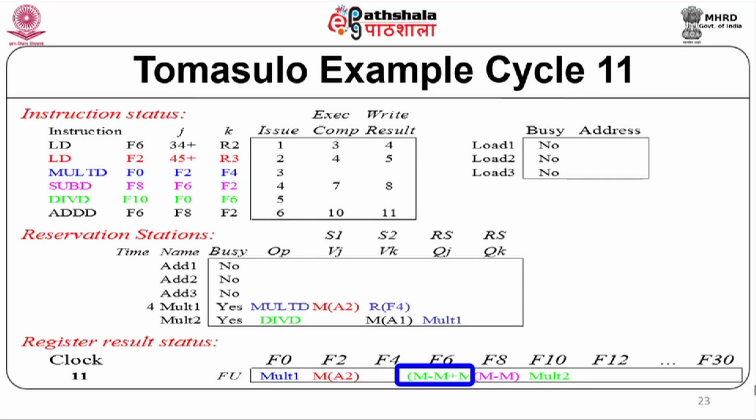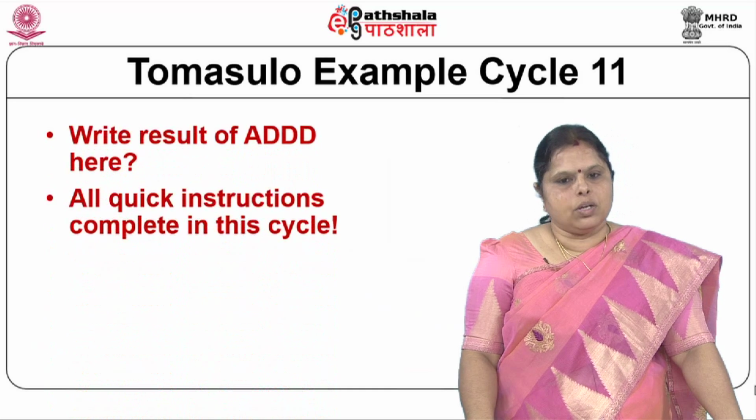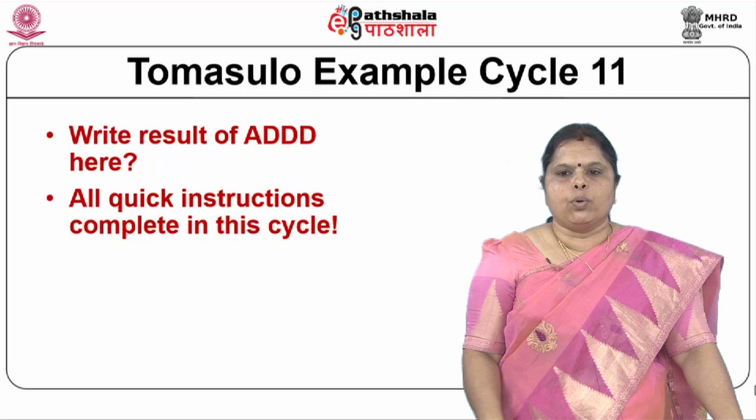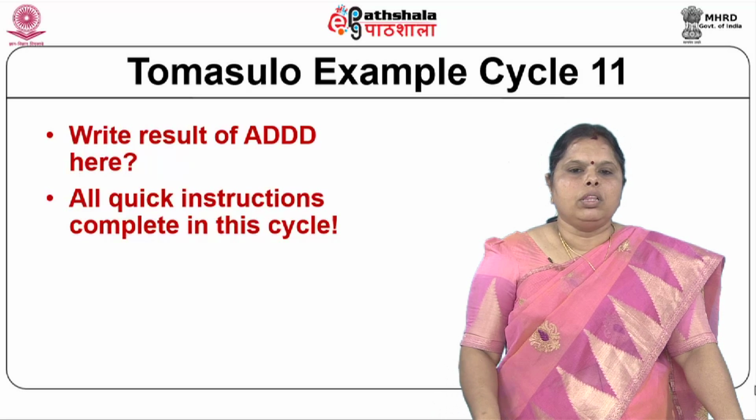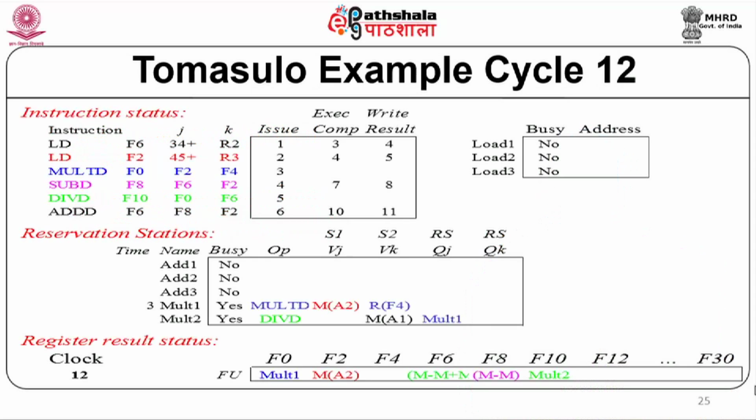The instructions that are still pending are the multiply instruction, because it is a long latency instruction, and of course the divide instruction, which is again dependent on the multiply instruction. Mul has 4 more clock cycles to go, and only when the mul instruction finishes can your divide instruction execute. So, that is the status that has been shown here. In clock cycle 11 you write the result of add D, and all these short latency, quick instructions complete in this cycle.